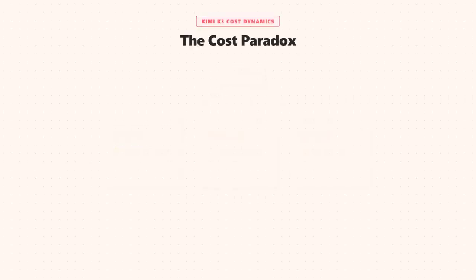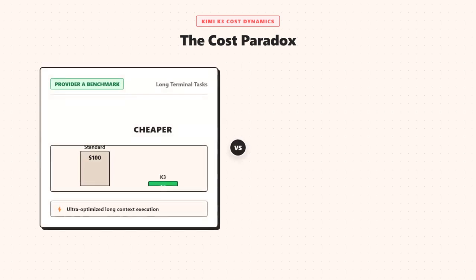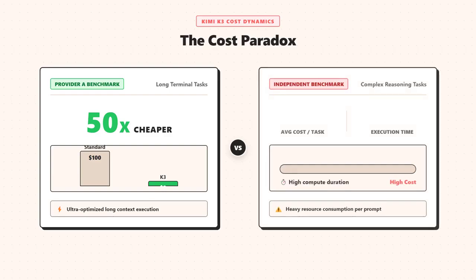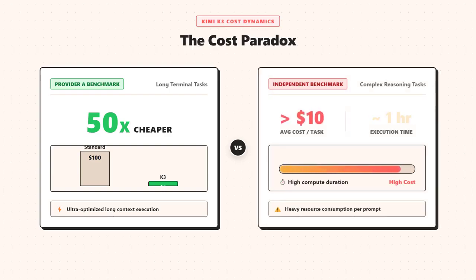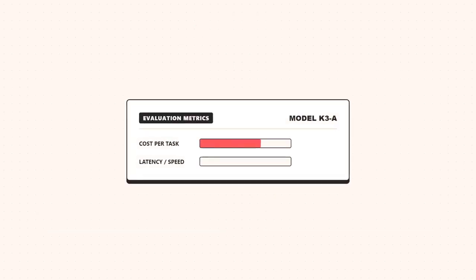task demands them. Now let's slow down for a moment, because cost is where the Kimi K3 story becomes confusing. One set of supplied results showed Kimi K3 being dramatically cheaper on certain long terminal tasks, up to around 50 times cheaper on that provider's setup. Another benchmark showed Kimi averaging more than $10 per task and taking almost an hour, placing it among the more expensive and slower models in that particular evaluation. How can both results be true?